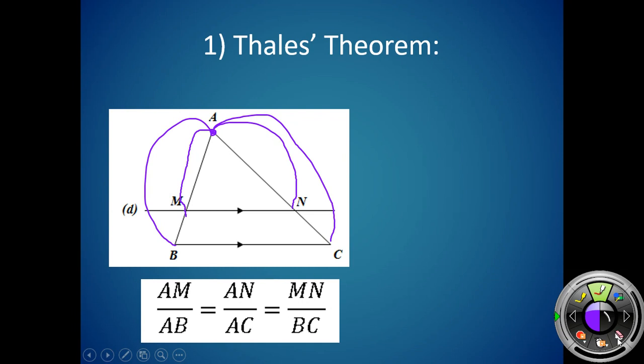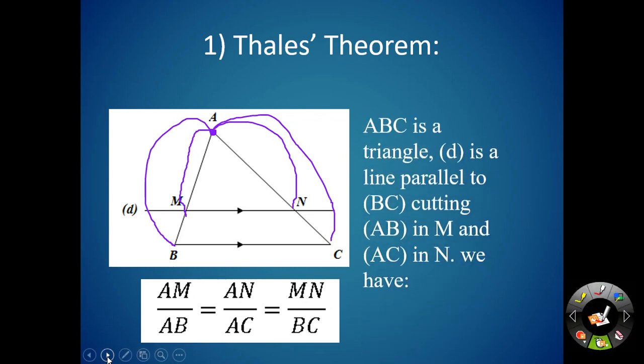So let me just show you the rule. ABC is a triangle. D is a line parallel to BC, cutting AB in M and AC in N. So we have this relation. So you're gonna write it. You need to draw the triangle as it is. You need to write ABC is a triangle, D is a parallel cutting, and you need to write exactly the same, guys, and write the ratio.